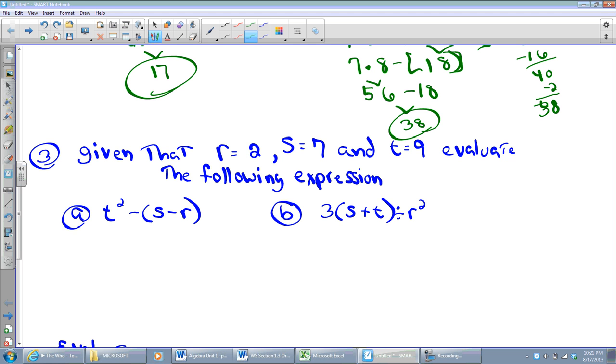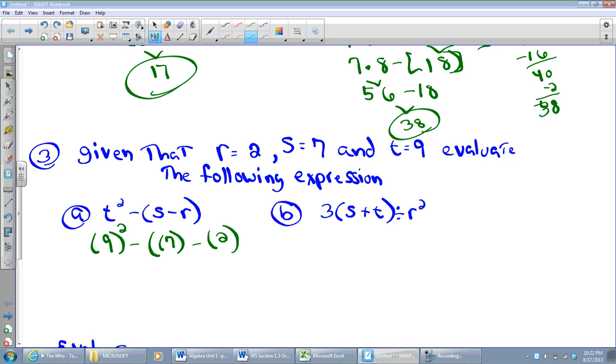I want to caution you that whenever you substitute numbers in, you want to use parentheses whenever possible. So for problem A, I need t squared, so that's 9. So I'm going to go 9 squared minus the quantity s. Now, it may seem unnecessary in this problem, but if our s or t had been negative, it would be a very, very smart idea to use the parentheses. Minus 2.